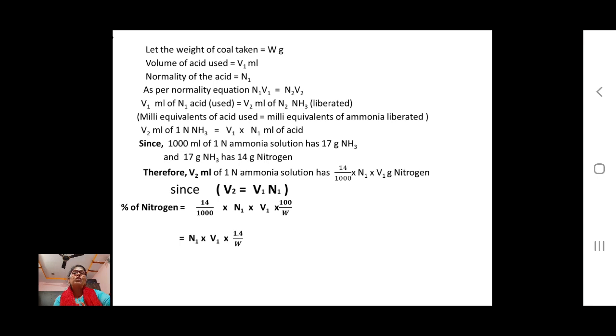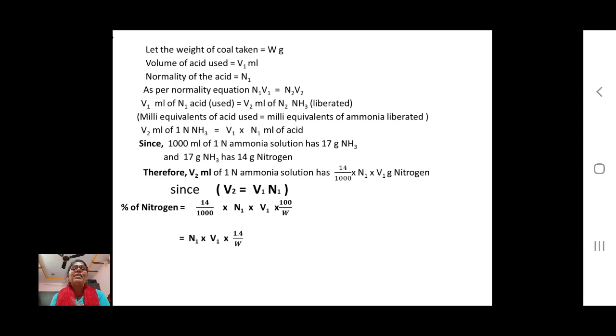We don't know the strength of ammonia. That's why we have calculated indirectly, that is V1 into N1. So V1 is the milliliter volume of sulfuric acid taken, and N1 is the normality of sulfuric acid taken. So we have converted the strength of ammonia produced into the form of acid strength.